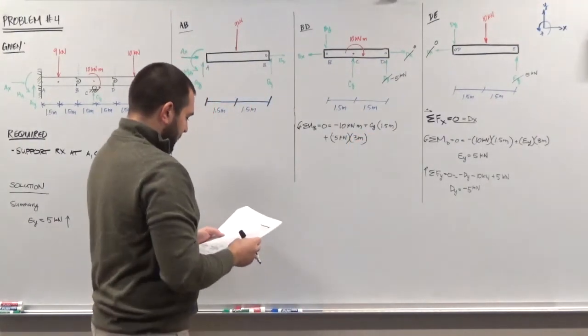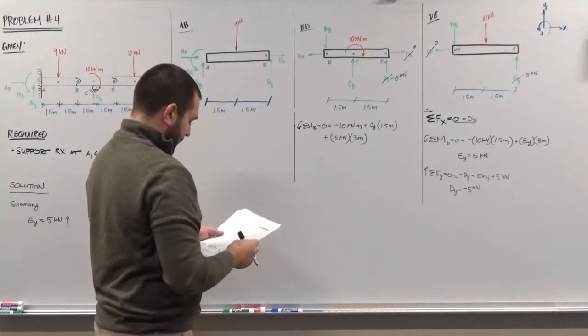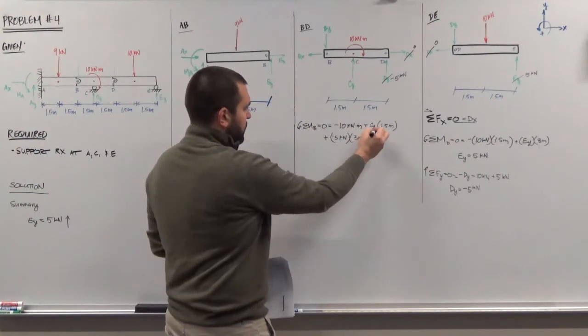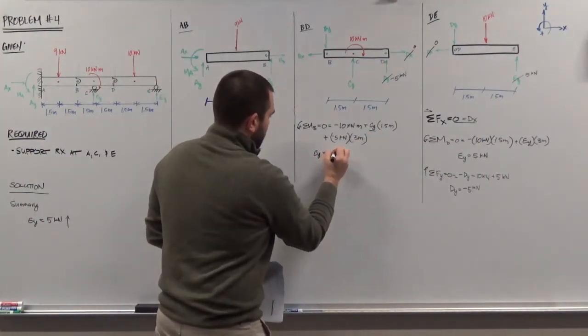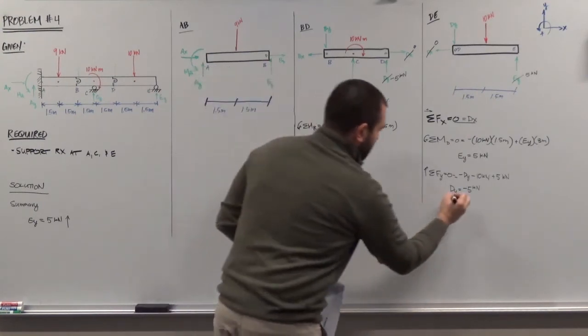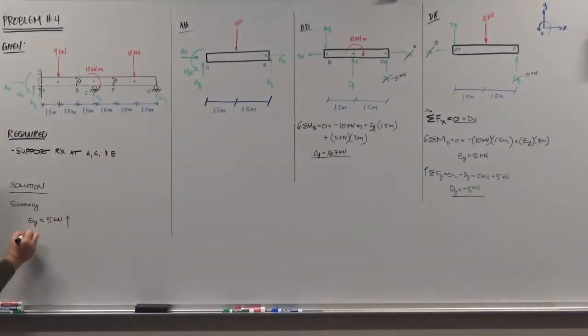Okay, so in this case, I get that Cy is equal to 16.7 kilonewtons. There's only one unknown, which is just Cy. So I get Cy equals 16.7 kilonewtons. I can summarize that over here. Cy equals 16.7 kilonewtons going vertically.